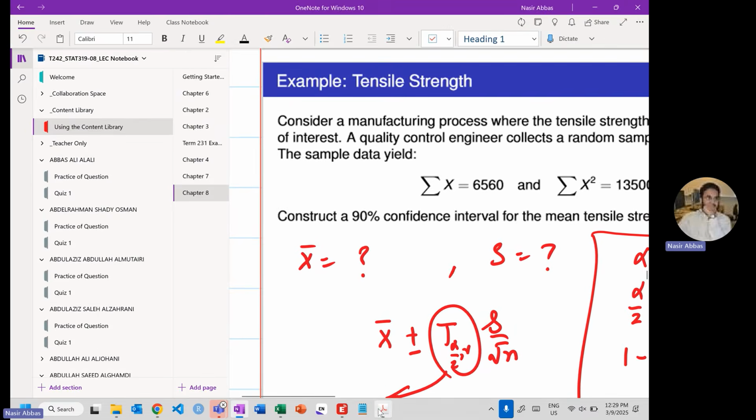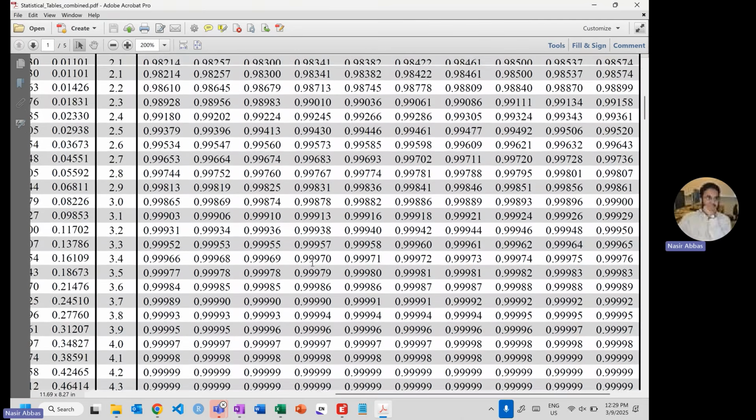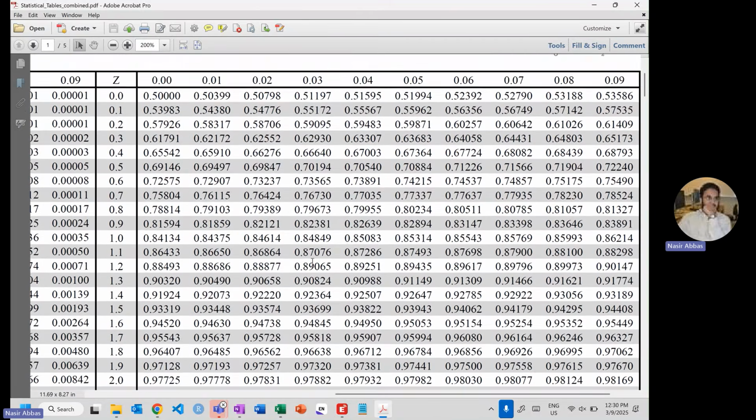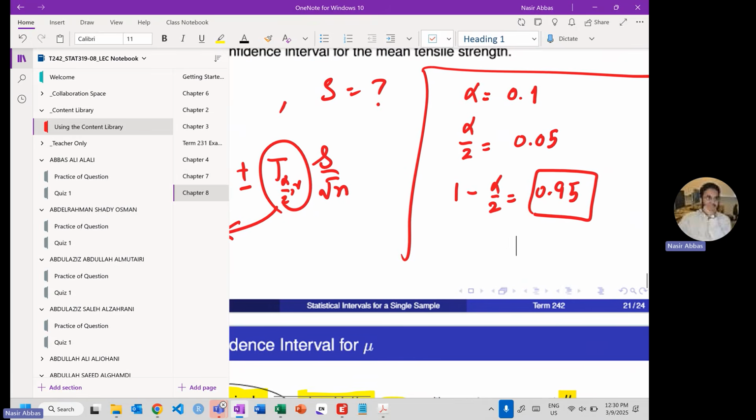So let's go to the Z table and look for 0.9500. Keep an eye on 0.9500. Where is 0.9500? Do you see 0.9500? It's in between these two values, correct? And it is almost in the middle of these two values, right? So I will take the middle of 1.64 and 1.65. What is the middle of 1.64 and 1.65? 1.645.